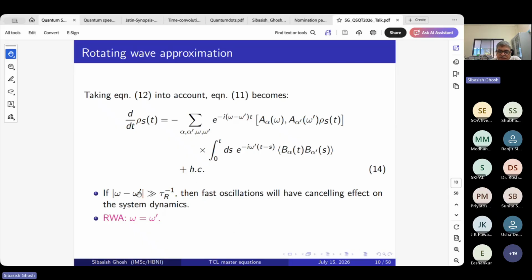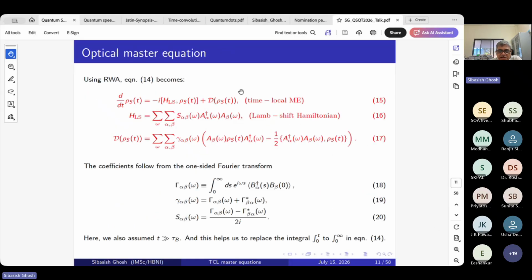This is the assumption called the rotating wave approximation, where you assume that these two frequencies match. The bath has several degrees of freedom, so it will have several energy levels, but you identify only one of them.